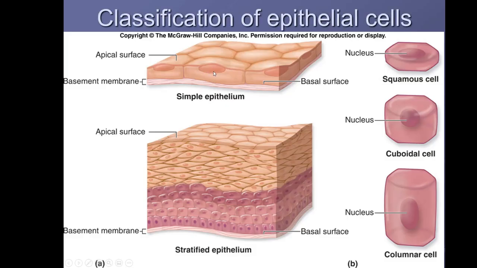So flat cells, squamous, 1 layer, simple. So this would be simple squamous. Multiple layers here. So this would be stratified. And if we wanted to look by shape, we look at the outermost layer. These look flat, so I would classify this as stratified squamous.